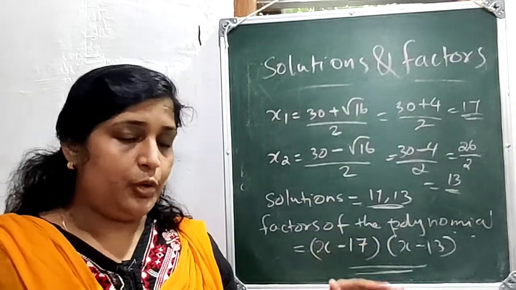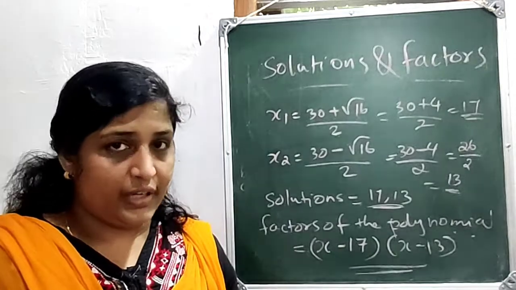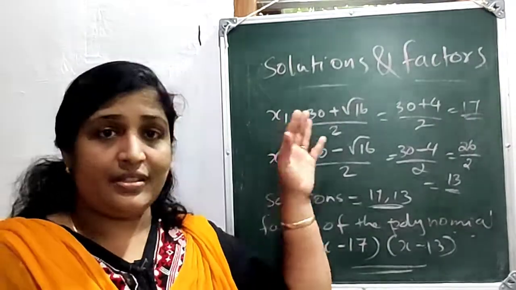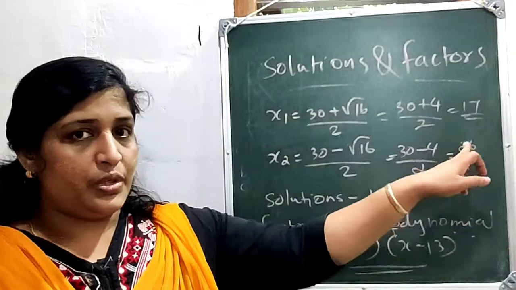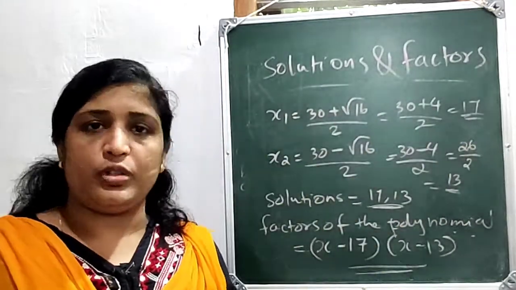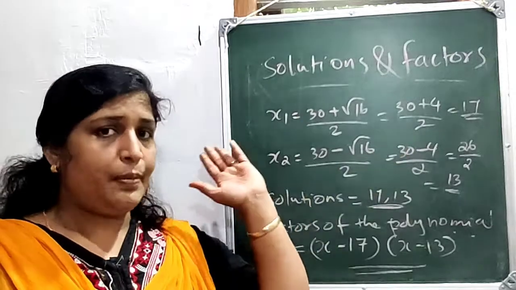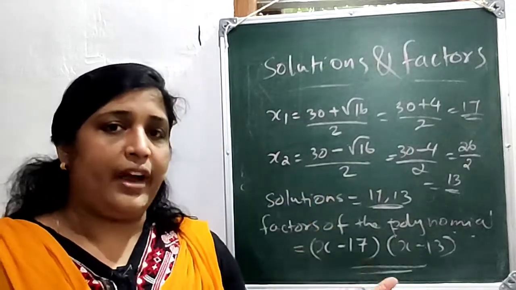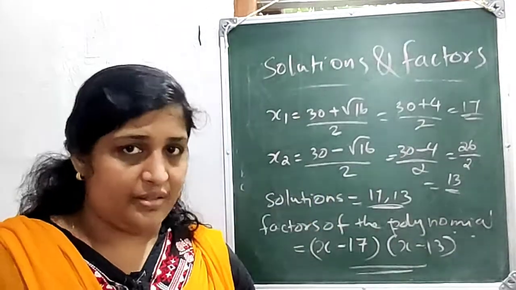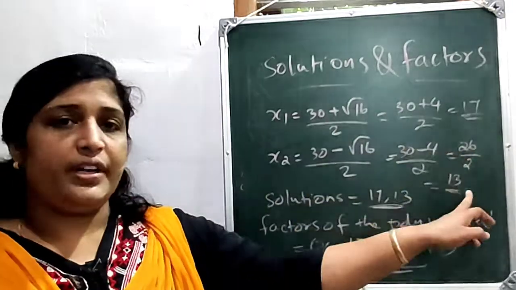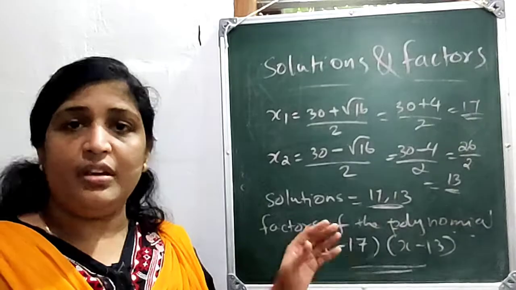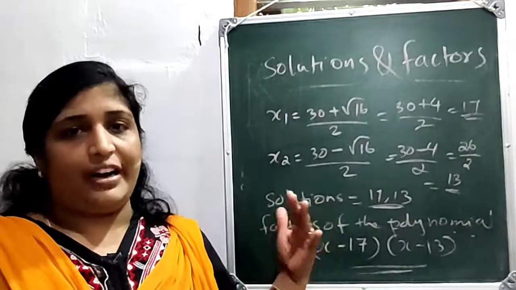So we solved this problem using second degree solving. We already know how to solve a second degree equation, and we just extended that result to this chapter. We find the solution, and from the solution we can find the factors. In the last problems we found the factors and then the solutions, so this is the reverse of that. First we find the solutions, then we find the factors.